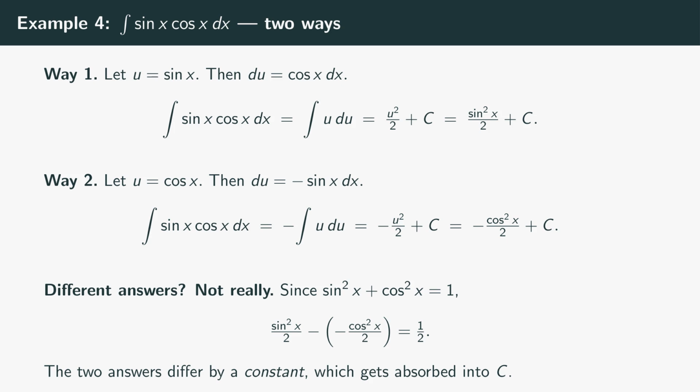No. Use the identity sine squared x plus cosine squared x equals 1. Then sine squared x over 2 equals the quantity 1 minus cosine squared x, over 2, which is 1/2 minus cosine squared x over 2. That is minus cosine squared x over 2 plus the constant 1/2. The two answers differ by 1/2, a constant, and the plus c at the end of an indefinite integral absorbs any additive constant. So both answers are correct. They describe the same family of antiderivatives written differently. Different starting constants, same family.